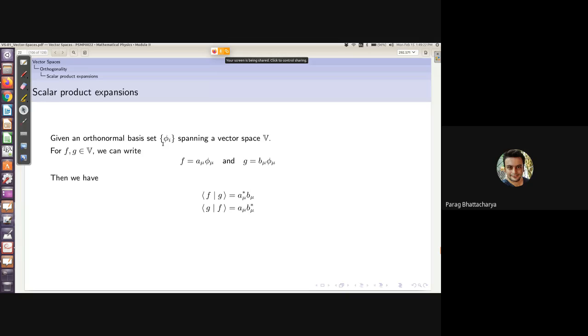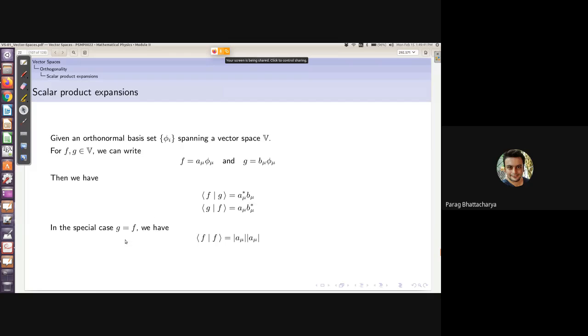Then the scalar product of f with g is going to be equal to a_mu star b_mu, and the scalar product of g with f will be equal to a_mu b_mu star. I'll leave this to you, very straightforward. In one step you can get this.